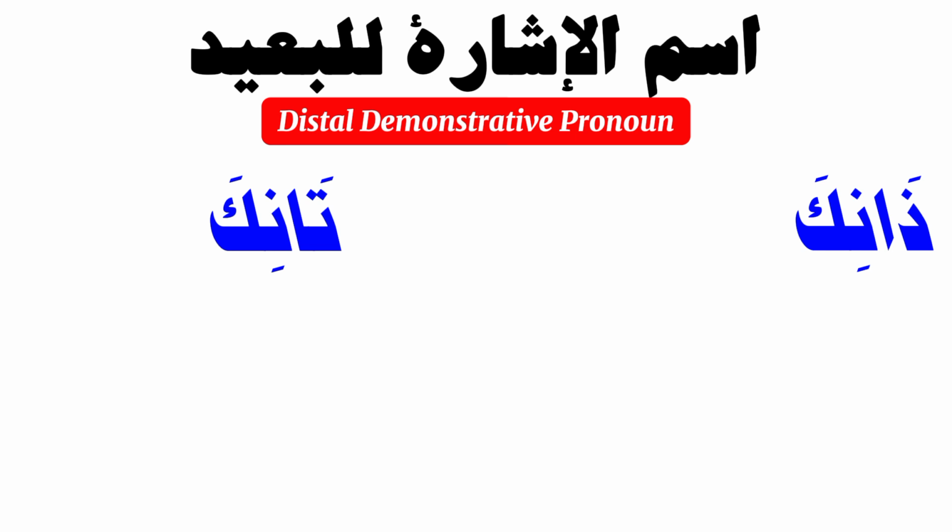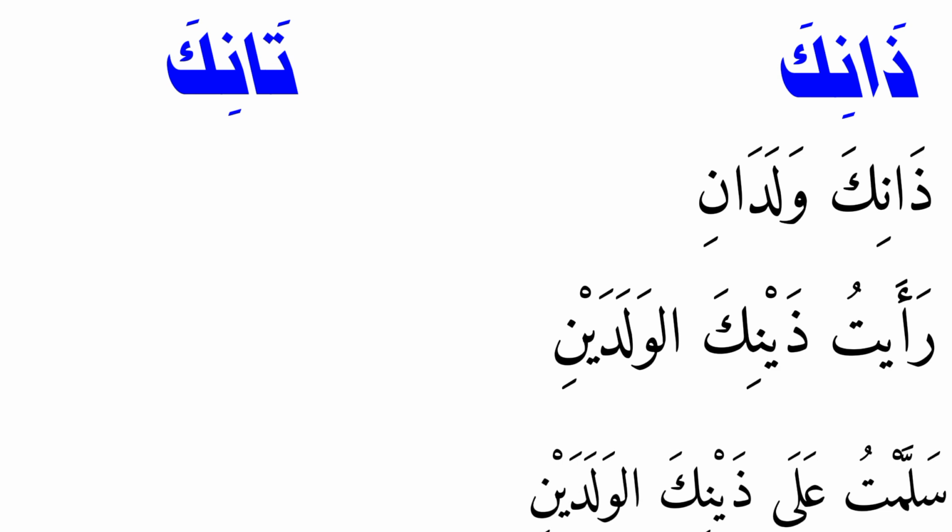For example, if I want to say those are 2 boys, I will say dhanika waladani, those are 2 boys. If I want to say I saw the 2 boys, it will no longer be dhanika. At this point it will be ra'aytu dhainikal waladaini, I saw those 2 boys, dhainika. Or I can say salamtu ala dhainikal waladaini, I did salam, that is I greeted those 2 boys.